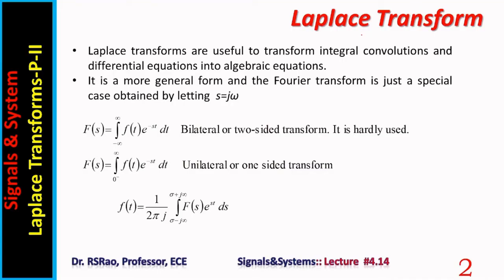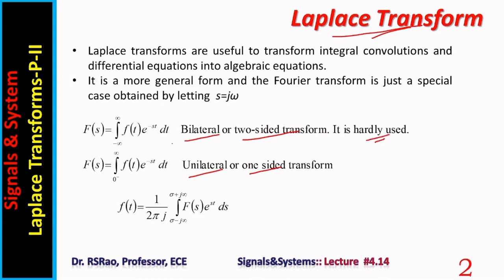Before going to the actual problems and their solutions, let us spend some time on the definition of Laplace transform. Two types of transforms are there, bilateral and unilateral. Bilateral is also known as a two-sided transform. Unilateral is known as one-sided transform. Unless otherwise specified, it is only unilateral transform. Bilateral transform is used rarely.